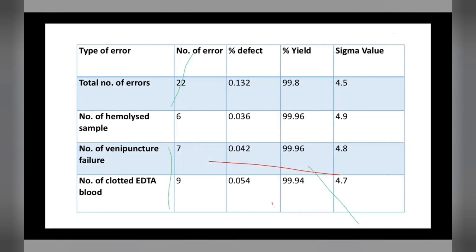22 means, when we calculated, the percentage defect was 0.132, and when this was converted to Six Sigma, we converted this into defects per million opportunities, and after that sigma. These were the sigma scores in various areas: 4.5, 4.9, 4.8, 4.7.